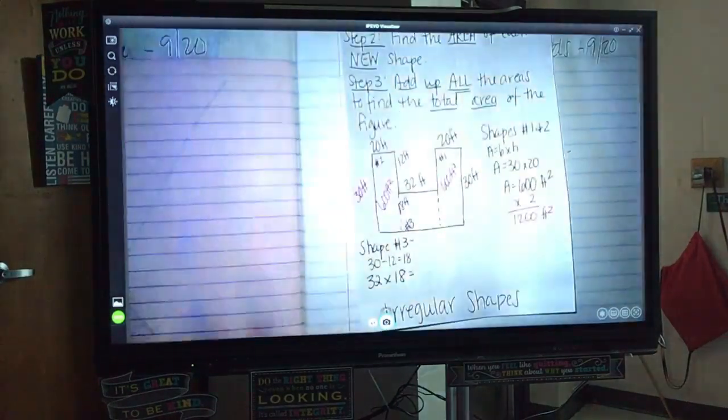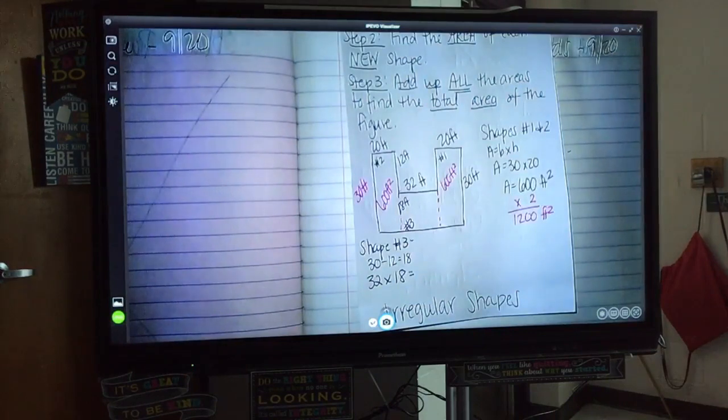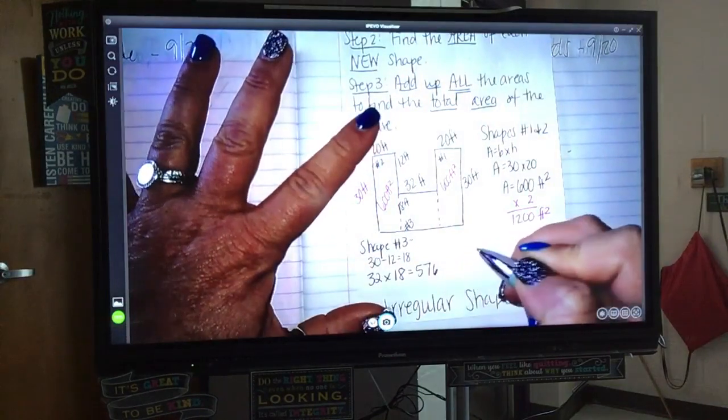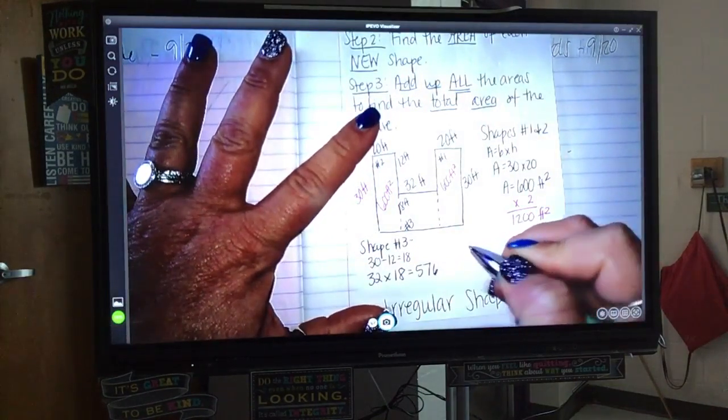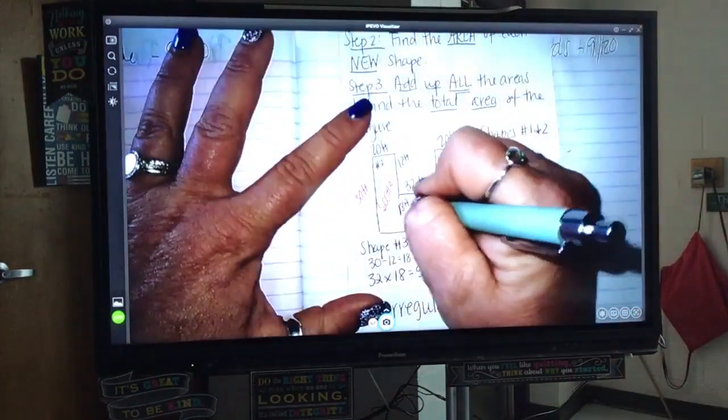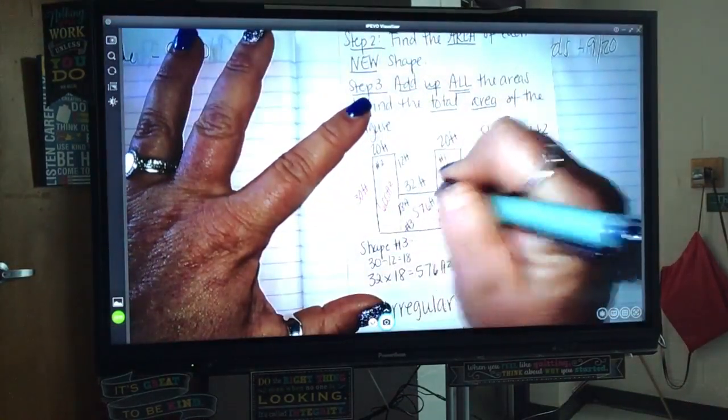Raise your hand. Tell me what that equals. Actually, no, go ahead. Give me the answer. 576. Not just 576, feet squared. So I've got my answer, right? No.